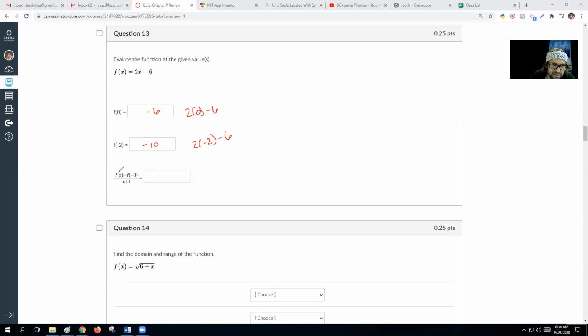All right, now we have the fun part here, where we're going to split this up into 3 parts. First, we have f of x, which is 2x minus 6. And then the next part, we have minus f of -1. So I'm going to plug -1 into here. So a -1 would be 2 times -1, which is -2, minus 6, so that's -8. And then the whole equation is over x plus 1. So we'll make this whole thing over x plus 1.